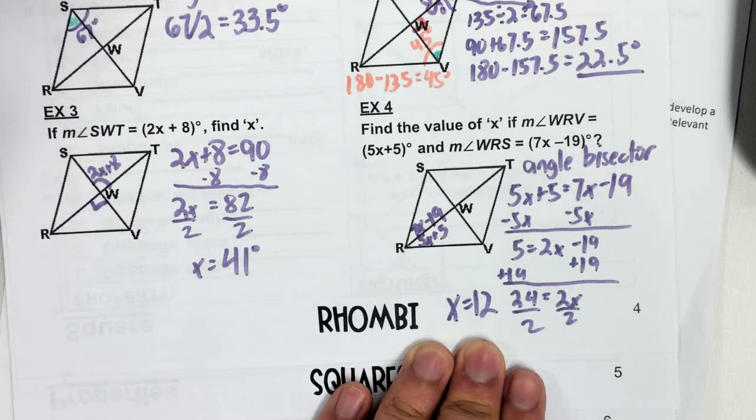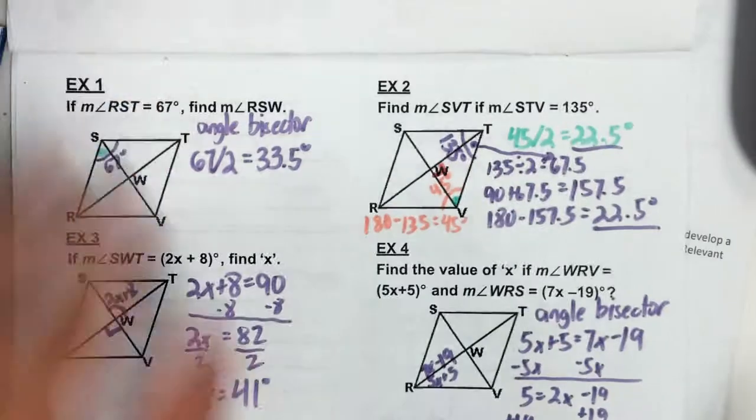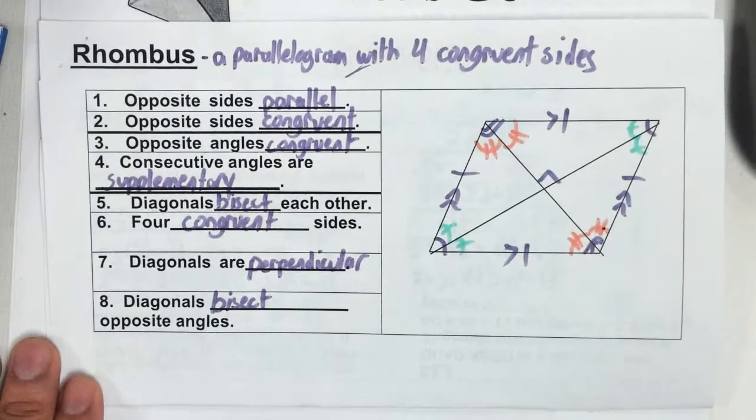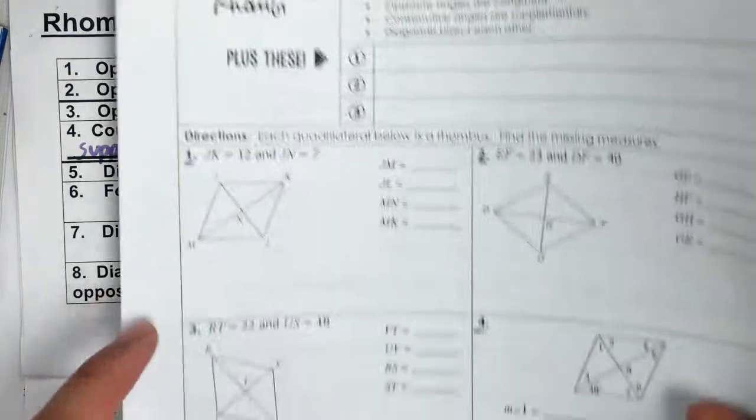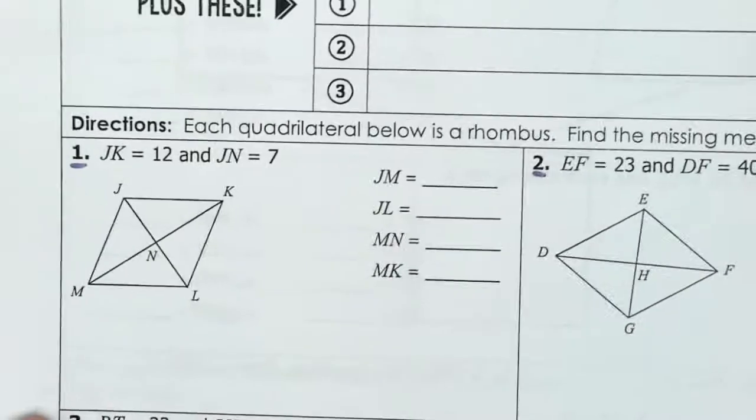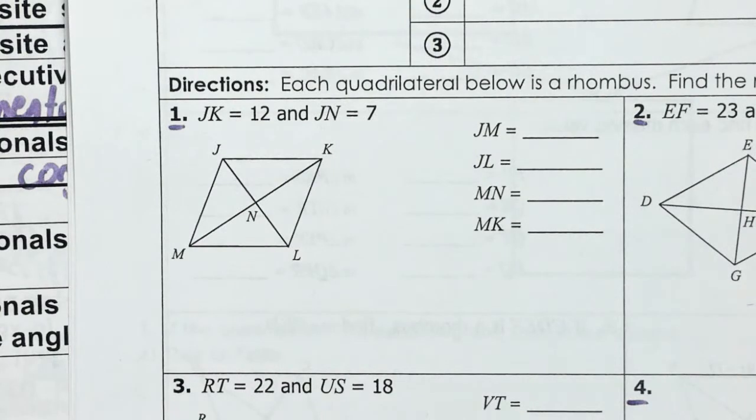To get x equals 12. Right. So there's your 4 basic properties of rhombus. Let me go through a couple more example problems and give you a chance to work on them. Alright, I'll work on number 1.